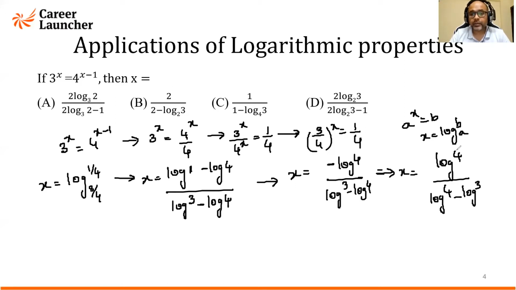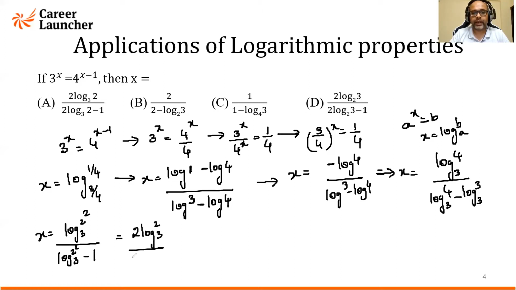Now look at my log 4. I can write it as base 3 everywhere because we already discussed the base can be anything. I did not write the base, I kept the base open. So if I write this, I can write my log 4 as log 2 square. So my x can be written as log 2 square base 3 by again log 2 square base 3 minus log 3 base 3, which is 1. So this becomes 2 log 2 base 3 by 2 log 2 base 3 minus 1, which is your option A.